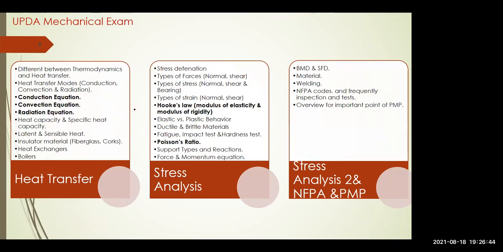Another topic will be heat transfer here, and we study at the beginning what's different between thermodynamics and heat transfer, and we study also the heat transfer modes like conduction, convection, radiation, and the equation for each one. For the numerical part, heat capacity and specific heat capacity, latent and sensible heat, all this is theoretical information. Insulator materials and types of insulator materials, heat exchangers, and boilers.